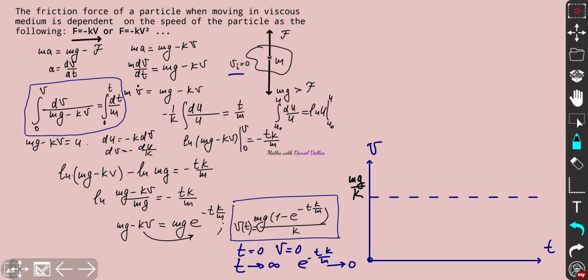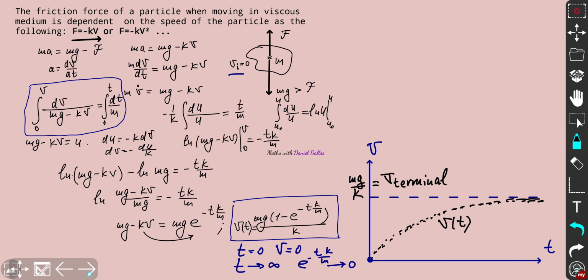So that means the behavior of the speed v as a function of time, and that straight line that goes through mg over k indicates that this is going to be the terminal velocity, or terminal speed. That means the curve of the equation v(t) will have this horizontal straight line as the asymptote. I hope you understand how it works.